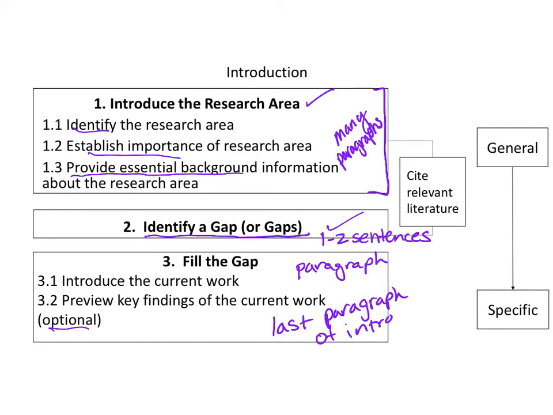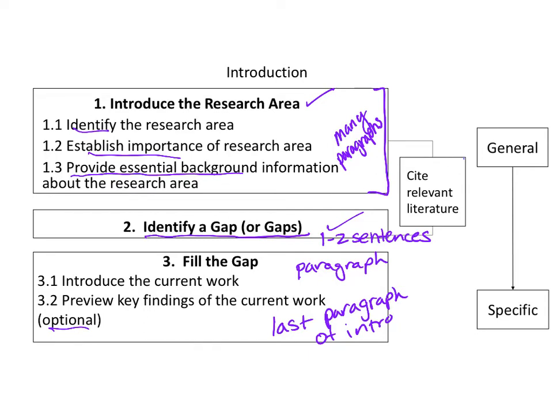Oftentimes when I'm reading through research articles, the abstract is really useful, but sometimes it's almost too dense to be able to pull out the important pieces of information. So the last paragraph of the introduction is a great place to get a nice summary of what the paper will be doing. I like to look at that many times when I'm skimming through some articles to see if they're useful.